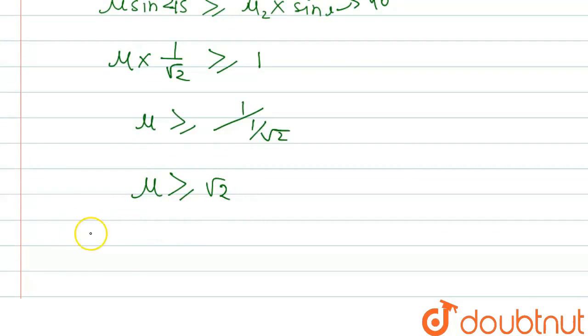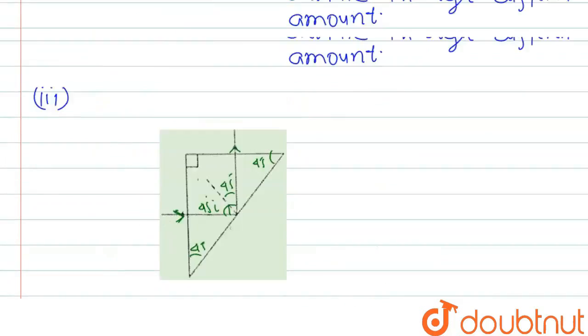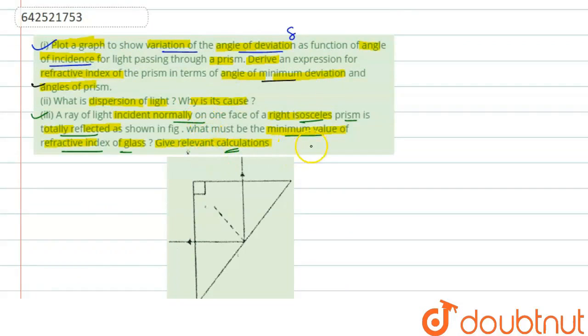So what we can say here is that the minimum value of mu should be equal to root 2, or it should be greater than root 2. So this is the answer. We had to show the minimum value of refractive index, which is root 2.